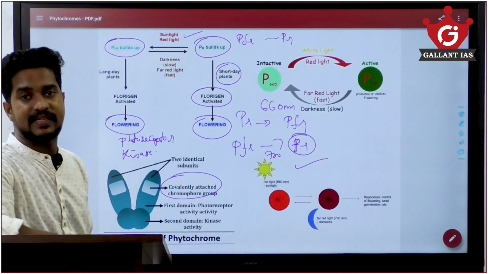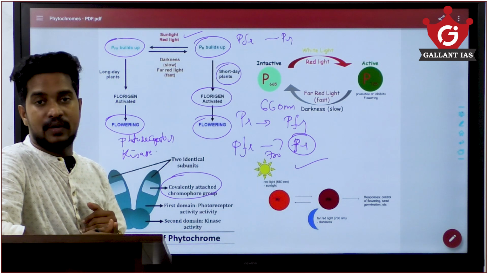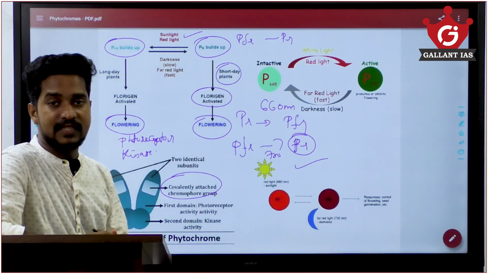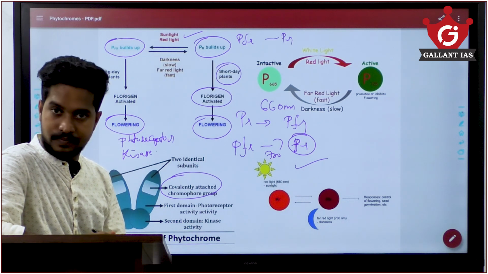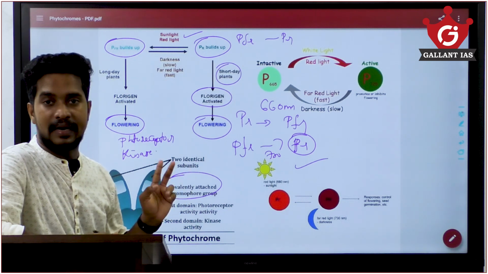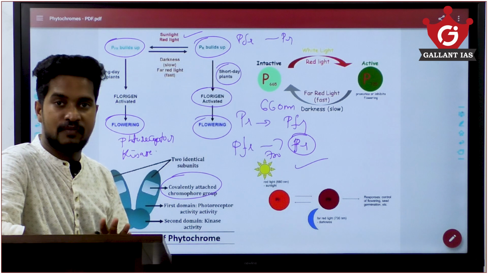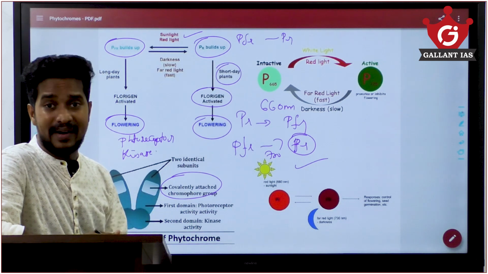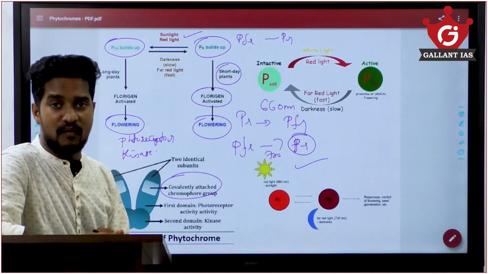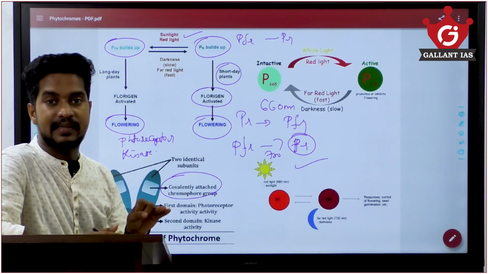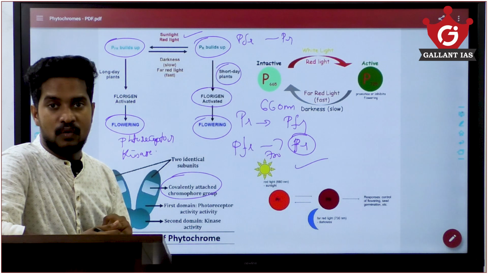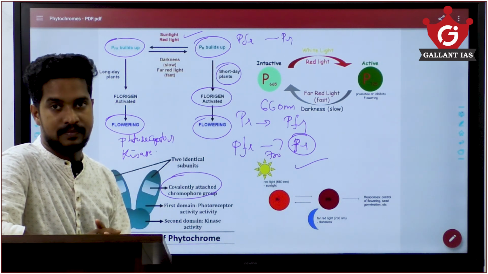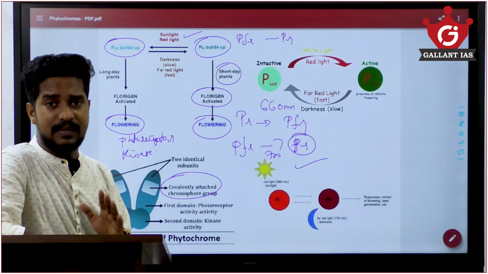So we have discussed that in short day plants, PR is necessary for flowering, and for long day plants, PFR is necessary for flowering. Red light will inhibit flowering in short day plants, and red light will help in flowering in long day plants. Hope the concept is clear for you.